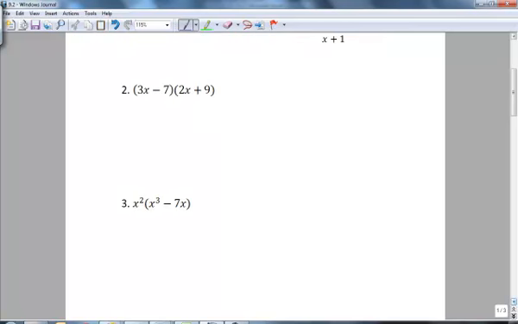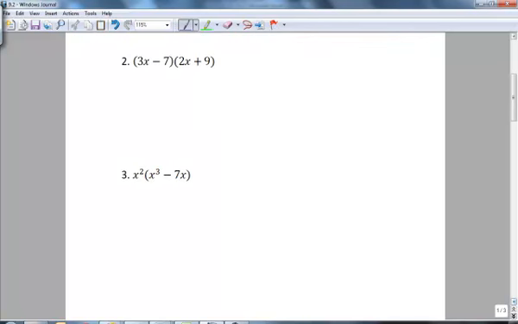Okay, so we've got a couple of examples coming up here that are things that you might be able to do now. If you take a look at numbers 2 and 3, if you want to pause the video and try these on your own, it'd be a good idea. Let's see if you can handle these. I'll continue, and you can check your answer.